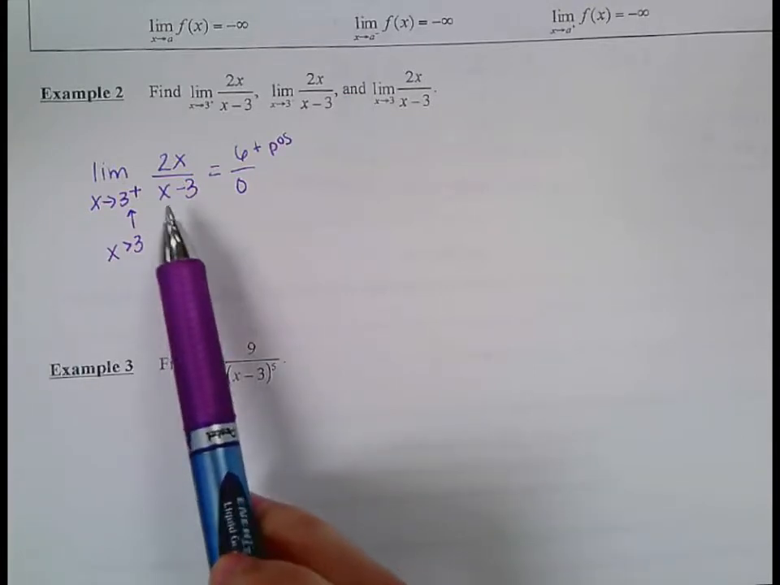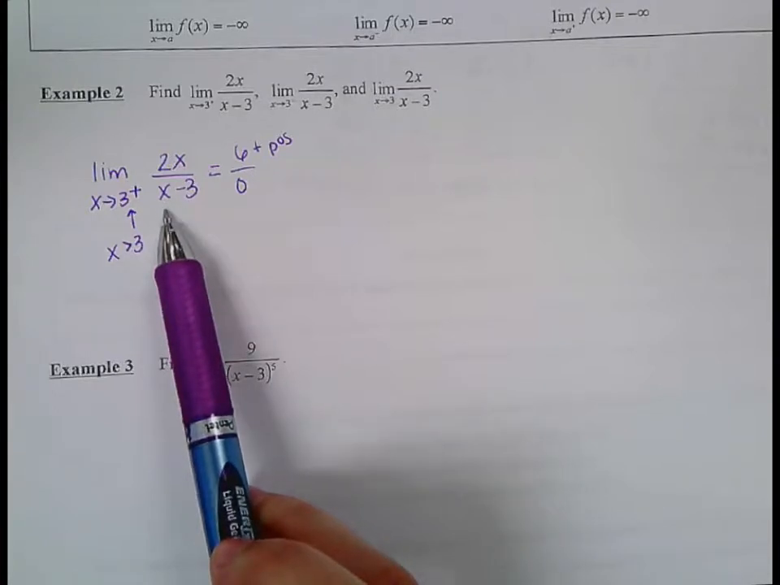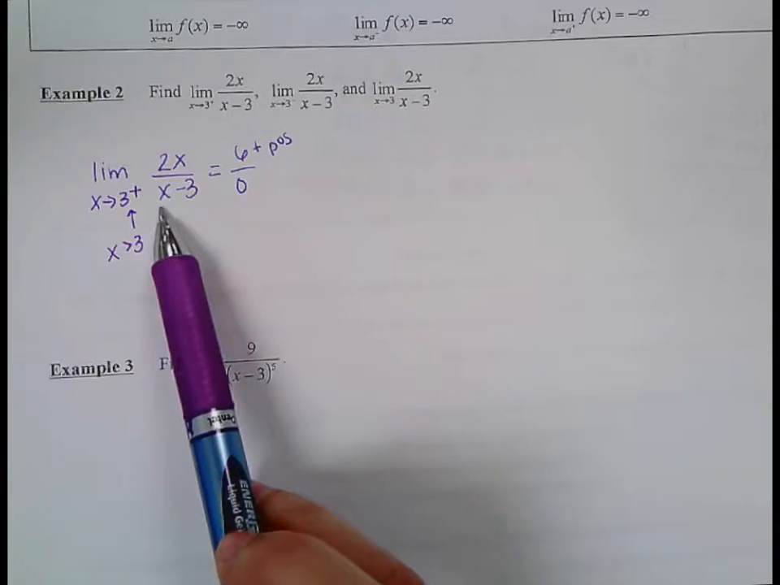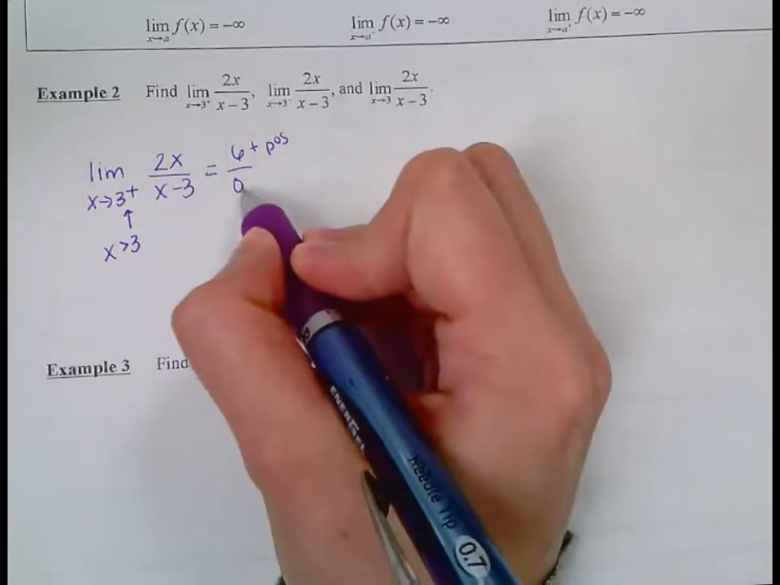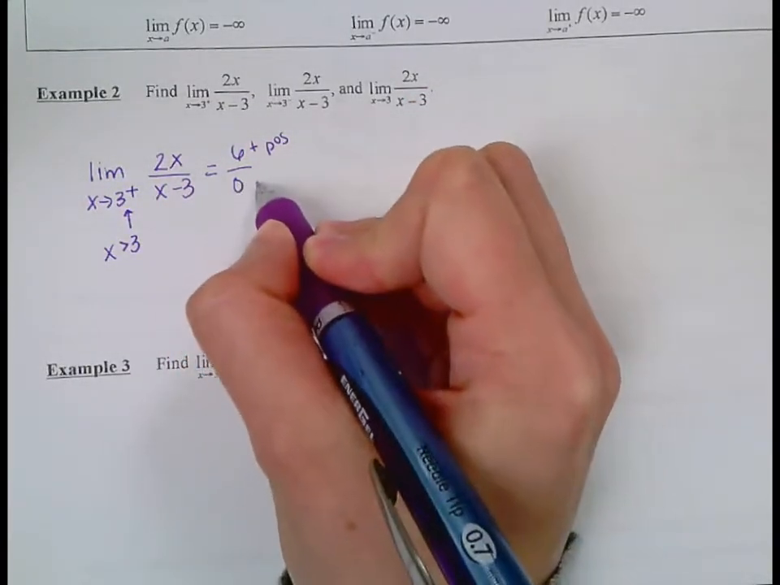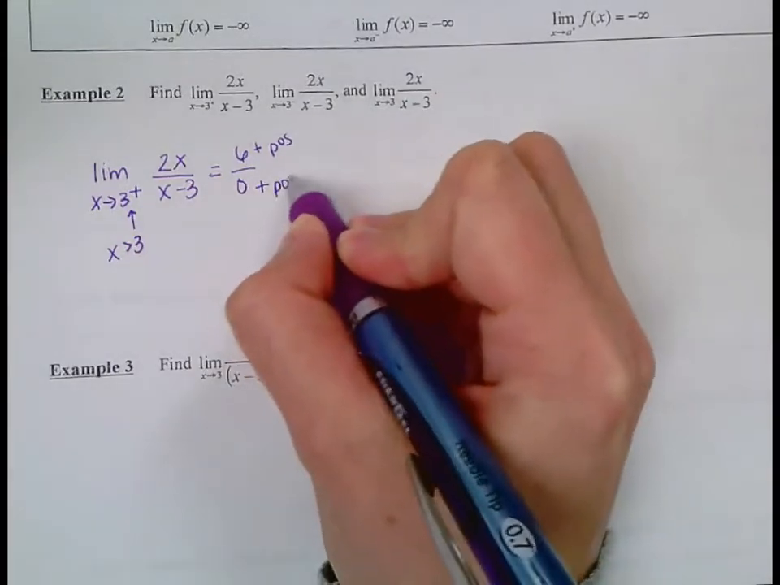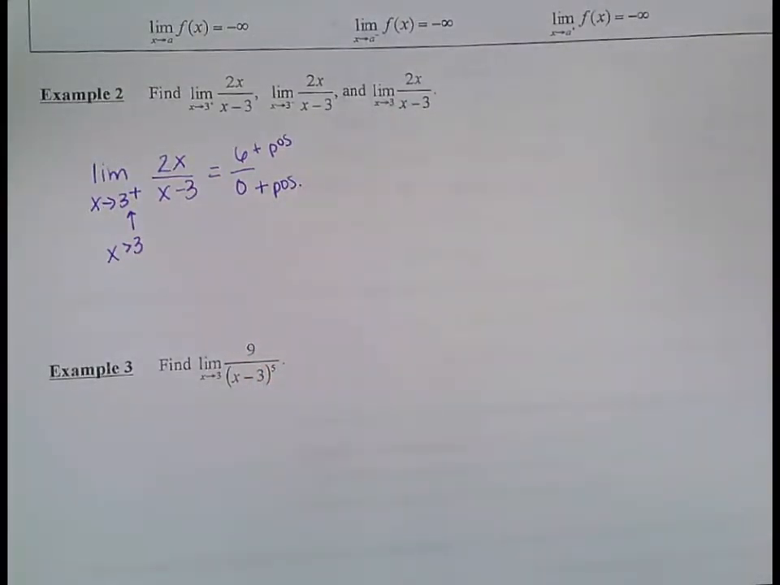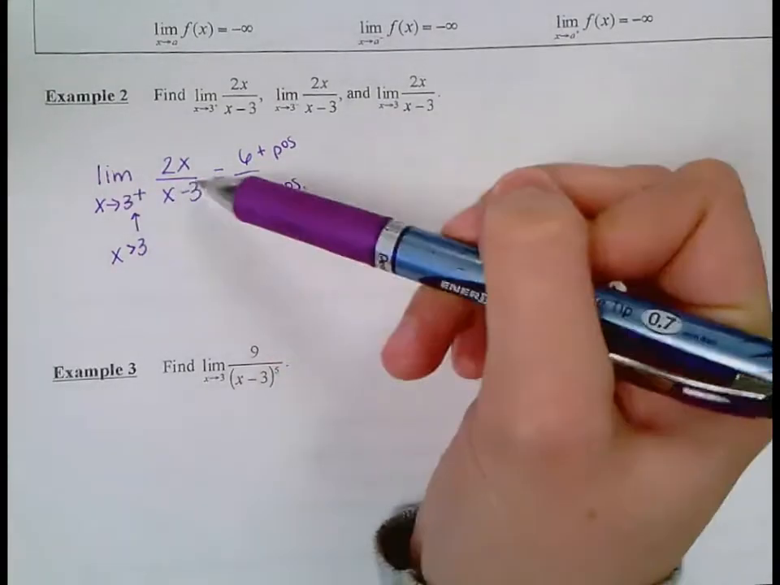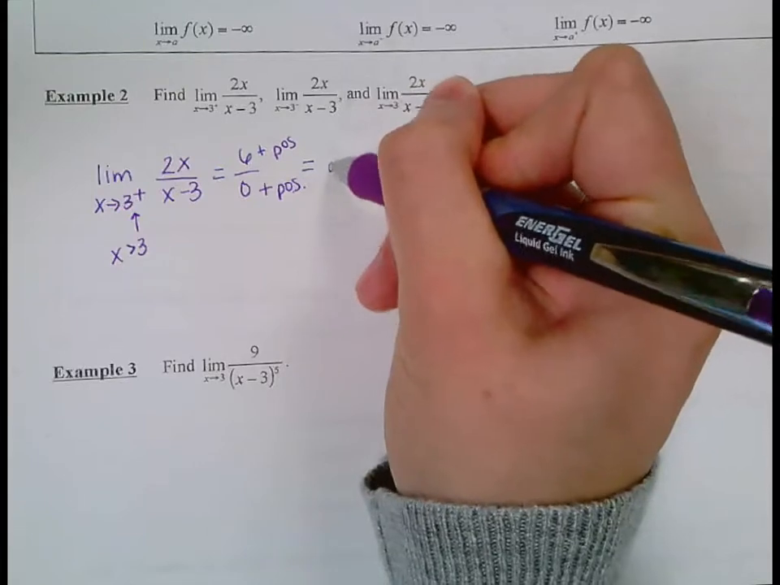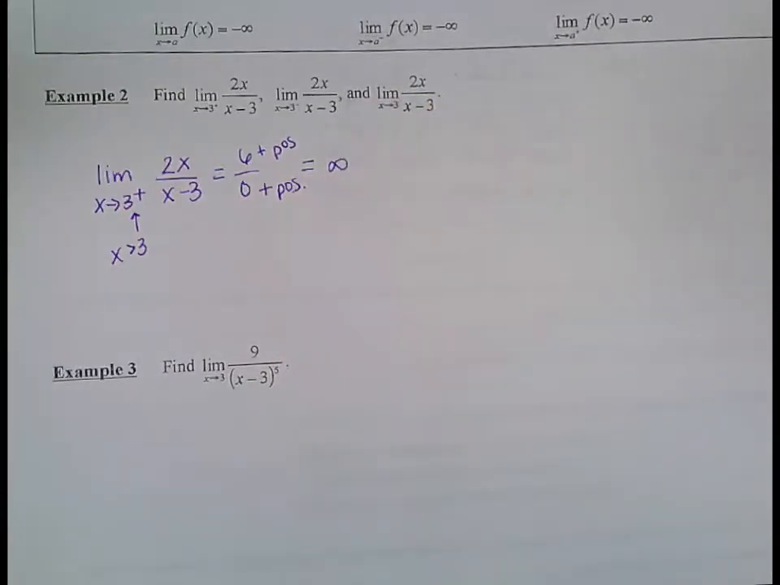Positive. So I'm thinking like if I plug in 3.1, 3.01, 3.001, I'm getting closer to 3, but they're all bigger than 3. So when I subtract 3, I'm getting positive 0.1, positive 0.001, and so on. So even though I'm approaching 0, I'm approaching 0 from a positive standpoint. So my ratio ends up being positive over positive, meaning this limit is going to approach positive infinity. Does that make sense?